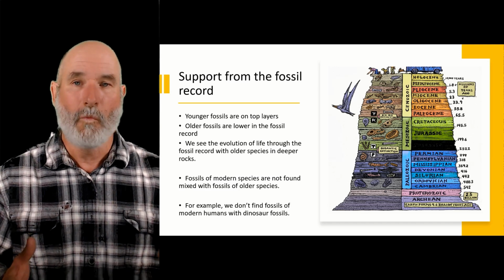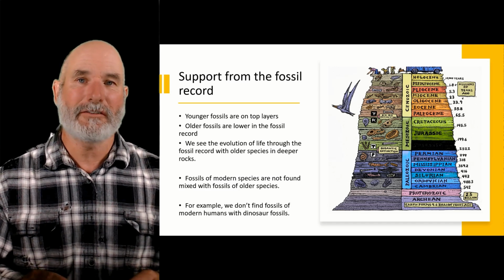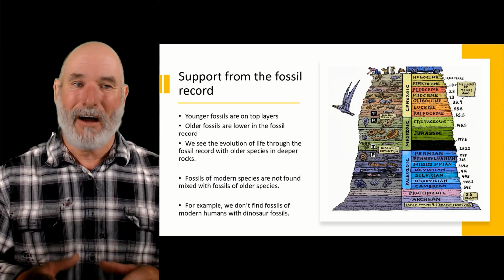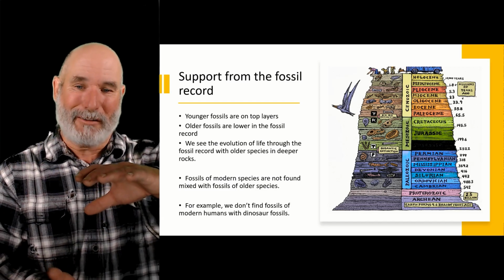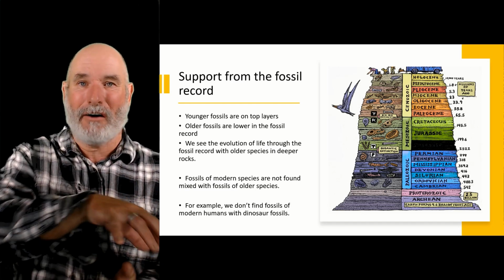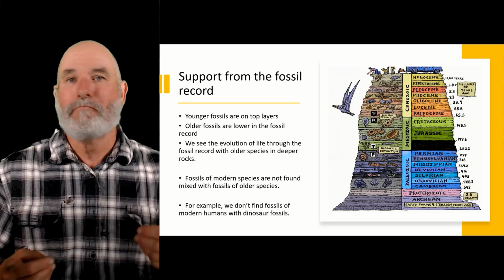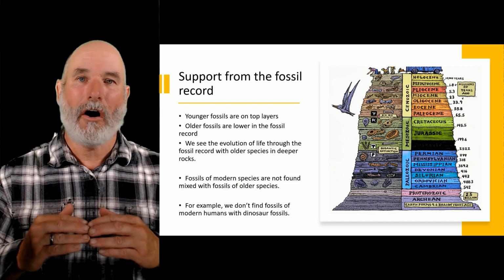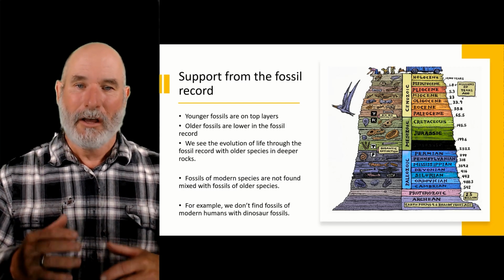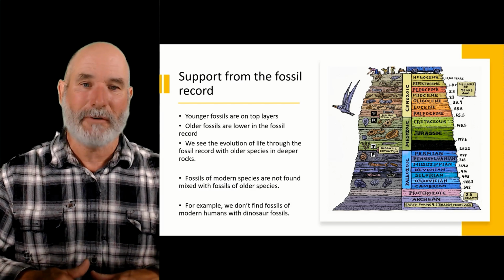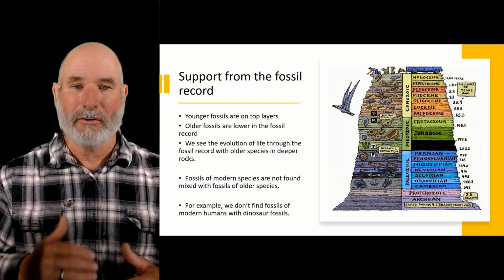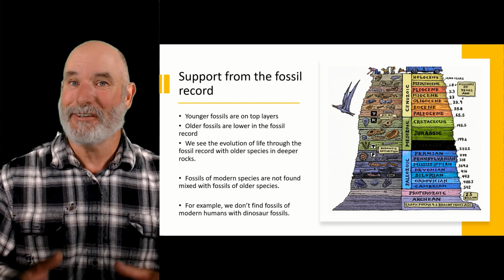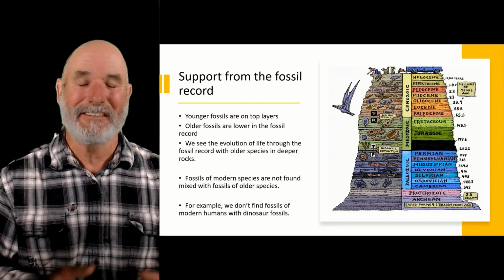But despite the largely incompleteness of the fossil record, there are some things about it that fully support evolution. One, younger fossils are on top of older ones. The superposition, right? Now, sometimes rock layers can get folded and twisted around, but in general, younger fossils are on top of older fossils. So when you dig down into the fossil record, you find older and older fossils. And what we see is the evolution of different lineages. We see these things change over time.